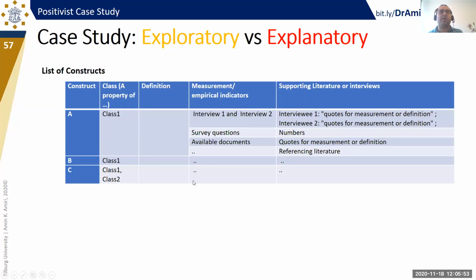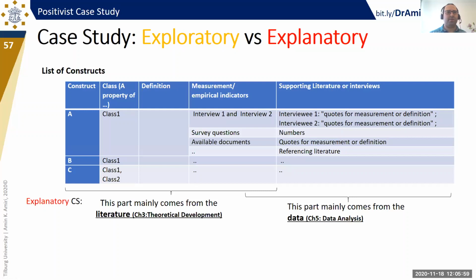How is that different between exploratory and explanatory case study? In an explanatory case study, you create the constructs, you define the construct, you find the measurement for the construct using the literature, because you already have a theory. And then you just try to support the values given for each construct in a case using interviewees' quotes and the numbers that they provide as for the survey questionnaires. So the data just provides some support for the values of those constructs in an explanatory case study.